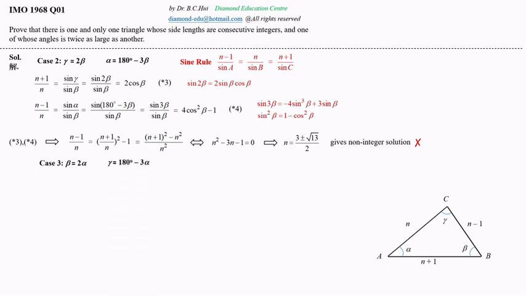And gamma equals 180 degrees minus 3 alpha. Consider two of the three sides. By the sine rule, we have n over n minus 1 equals sine beta over sine alpha. Beta equals 2 alpha, so sine 2 alpha equals 2 sine alpha cosine alpha, and this expression becomes 2 times cosine alpha. We call this result equation number 5.